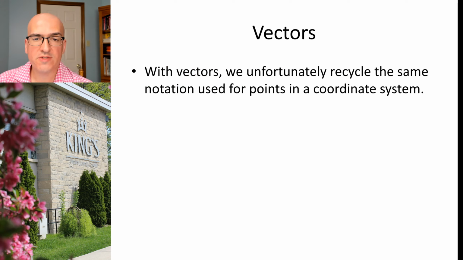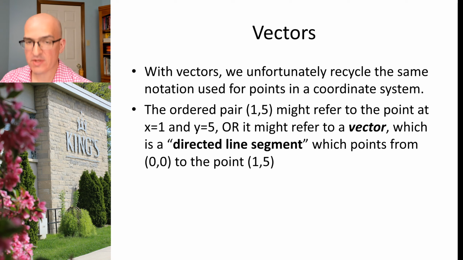When we throw vectors into the mix, which are new geometric objects, it gets complicated for a few reasons. One of them is it introduces ambiguity, because up until this point, if you saw in brackets 1, 5, you would have automatically interpreted that as a point. Unfortunately, 1, 5 in brackets can also refer to something called a vector.